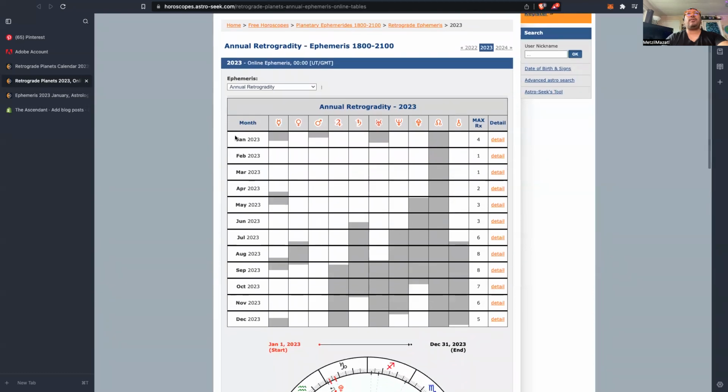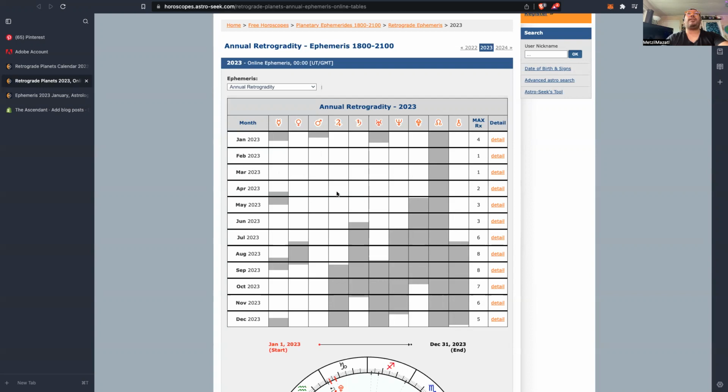So basically, what we're looking at is each column is a planet. This max RX at the end will tell you that there are 4 retrograde planets in the month of January. And then each row is a month. Basically, everything in gray is retrograde. So for January 2023, we started with Mercury retrograde, Mars retrograde, Uranus retrograde. And then in February, we had no retrogrades besides the lunar stuff for this purpose. Next, we have March, no retrogrades.